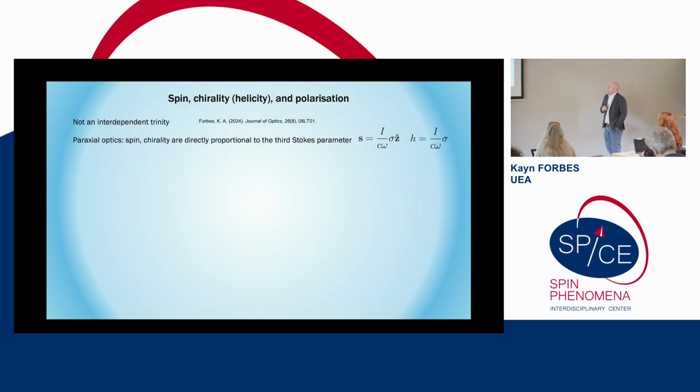Okay. So the final thing I want to talk about really is just this distinction between spin and chirality and polarization. So in the paraxial regime, they are essentially one and the same, right? Because the spin here is just the helicity times the direction of propagation. How do you get spin and helicity? You need sigma, it means you need circular polarization. So, you know, we use the first Stokes parameter in a paraxial regime, you can map all these things out and measure them essentially.